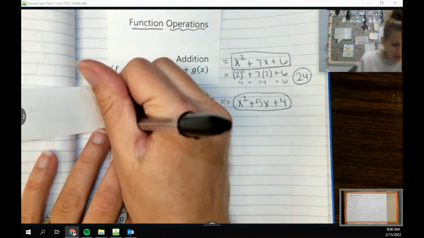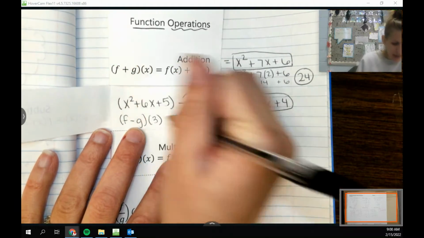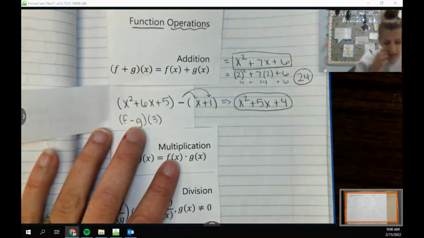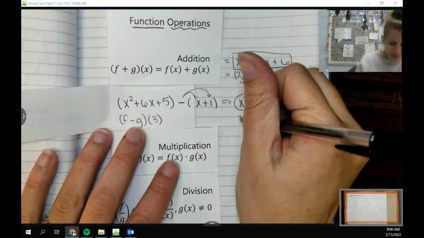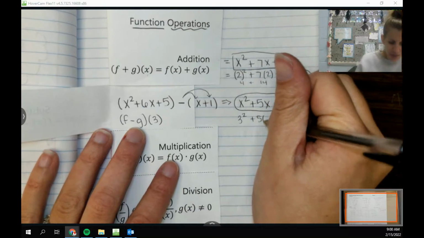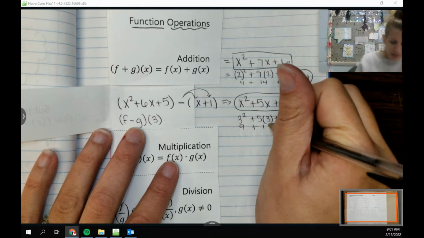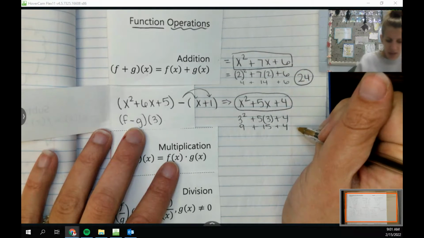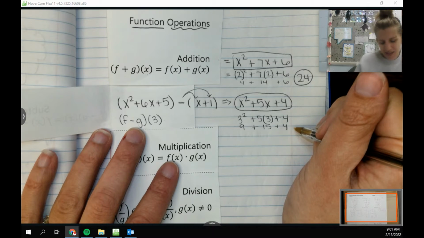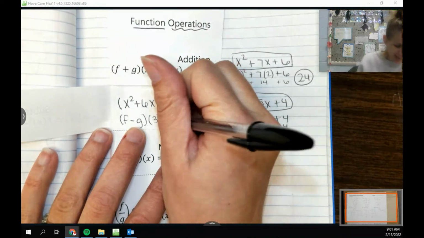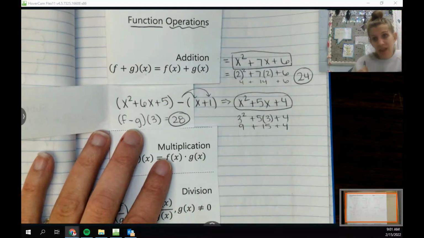And again, if I wanted to do, let's say, f minus g of 3, well, now I'm not inputting x anymore. I'm inputting 3. And so I would have 3 squared plus 5 times 3 plus 4. So 9 plus 15 plus 4, which is, OMG, 28. Just trying to do it fast in my head. Okay, so we can put a value instead of an x if we want.